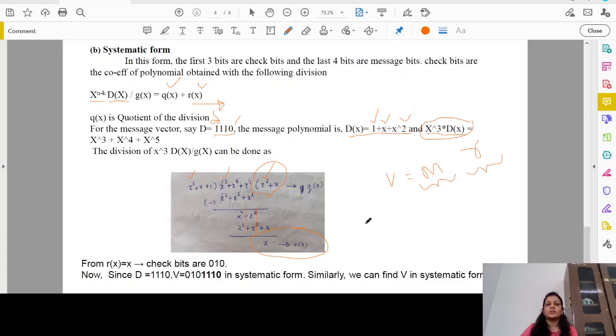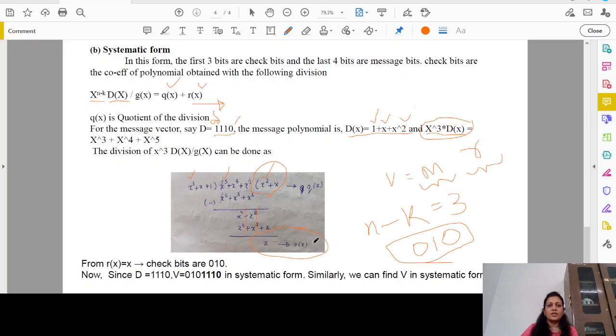The number of check bits, we know, is always equal to n minus k. Since n is equal to 7 and k is equal to 4, the number of check bits would be equal to 3. R of x is equal to x. If I start with x power 0, the first bit would be 0, right? And x power 1 is available, therefore I will take its coefficient as 1. Similarly, the x square coefficient I will take as 0. So this is the check bits you have obtained with the help of the remainder.